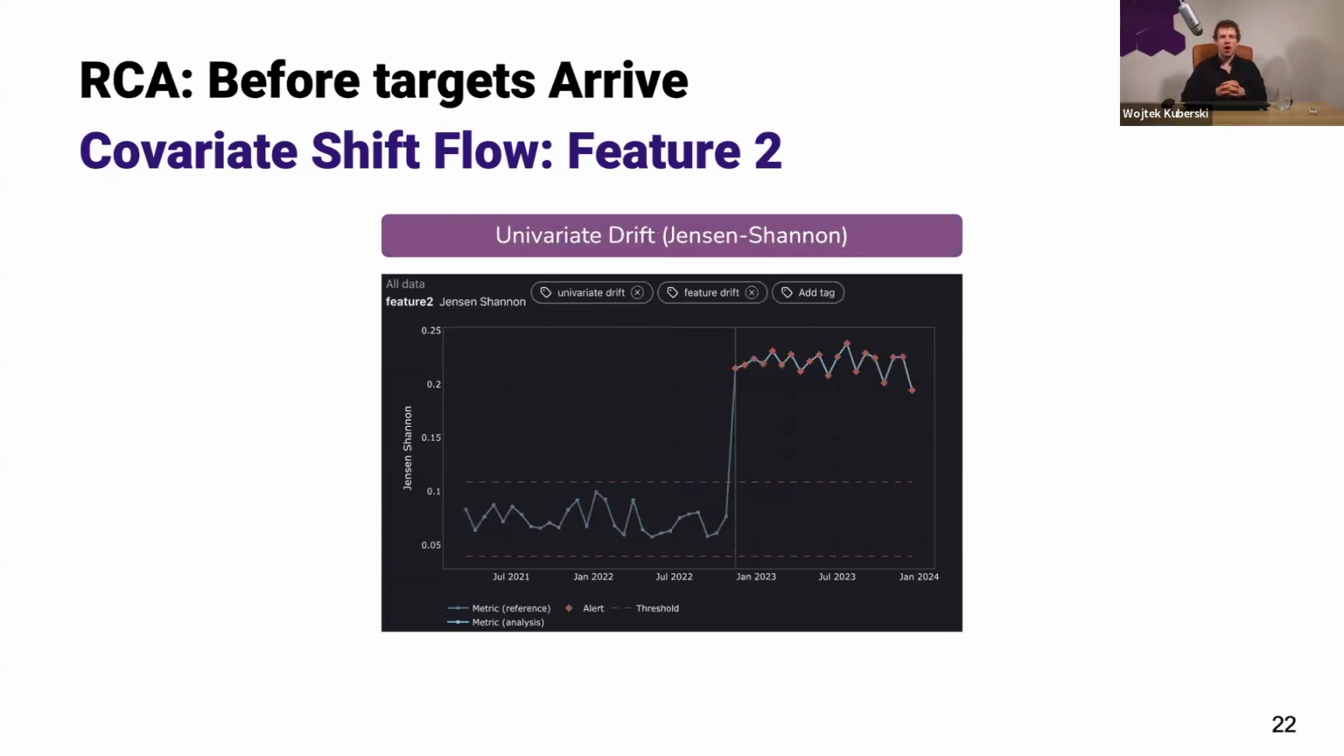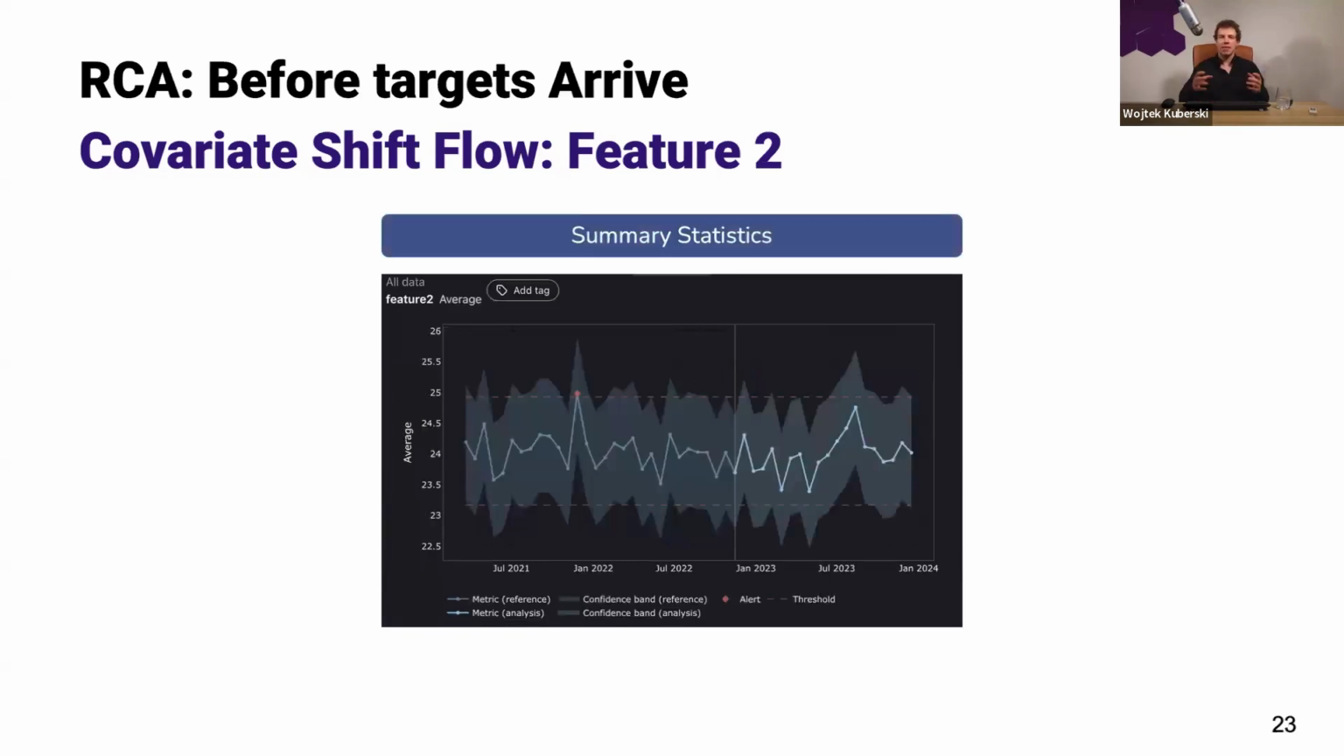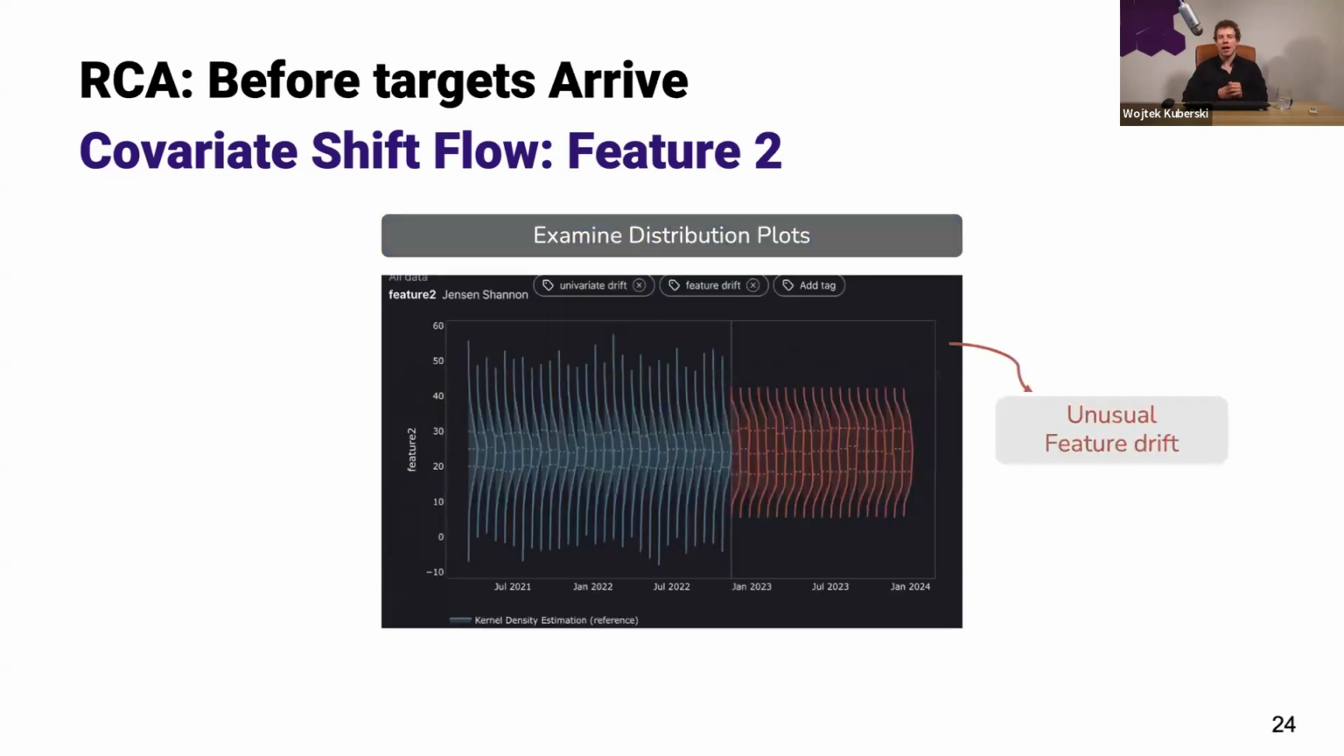Then, from the opposite perspective, we can look at a different feature, and we see an equally strong increase in Jensen-Shannon distance, but the average and other summary statistics might actually not change. And then what we have to do is look at so-called joy plots, which look very cool and are very pretty. The reason for the name is different though. Let's not go into details here.